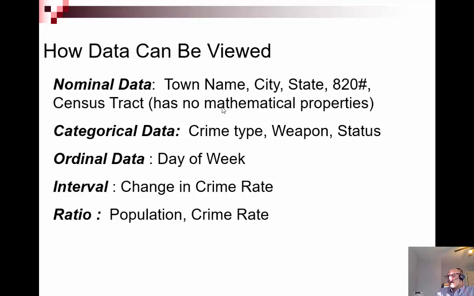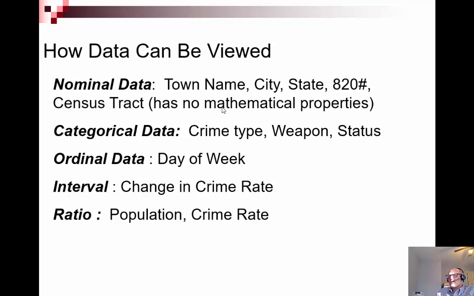On the other hand, we have categorical data. So something like crime type or weapon or status, open or closed. It could be one of two different values. We have ordinal data, and that might be categorical data as well, but day of the week, where it gets a number like 1, 2, 3, 4, 5, 6, 7, or severity.